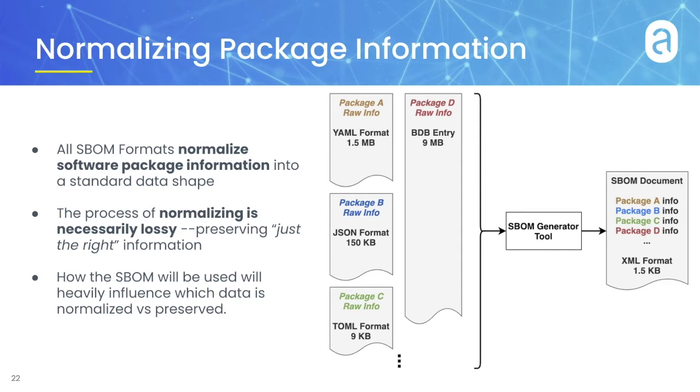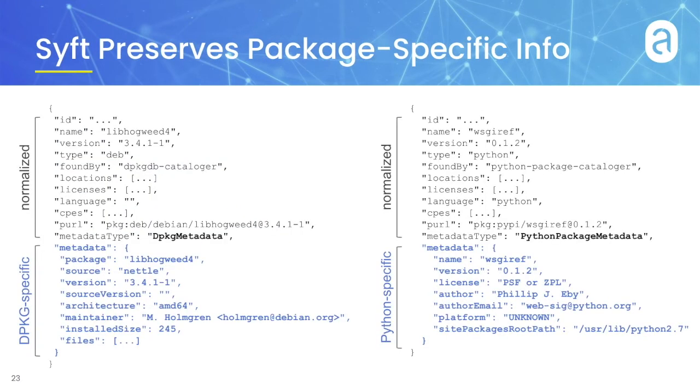So in that same vein, I want to jump into a specific example of 2 packages with Sift and this JSON output where this trade-off has been made. On the left is a dpackage description for a package called libhogweed, and on the right, WSGI-ref, it's a Python package. At the top, you have all the normalized information. It's the information that we think is pretty common across all packages, no matter what ecosystem it's coming from: the name, the version, what found it, where we found it, the licenses, the language, etc.